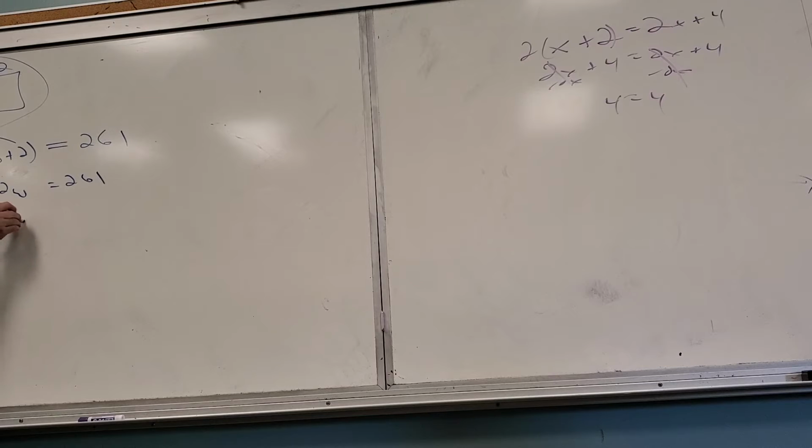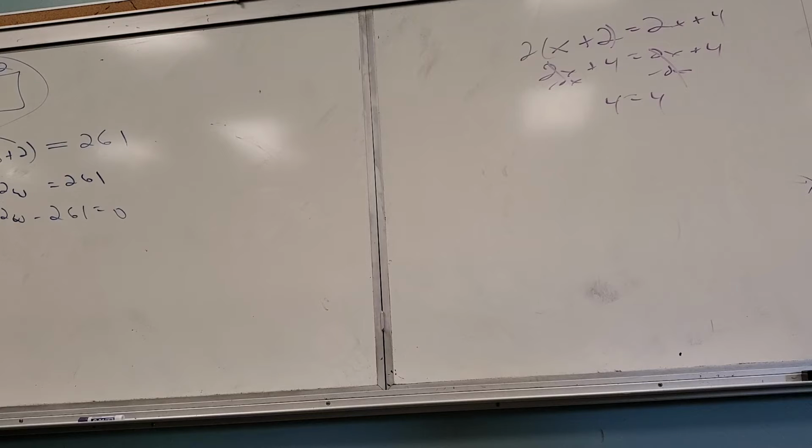3W squared plus 2W minus 261 equals 0. Now this is where it gets fun. So how do I factor that? Is everybody cool with the fact that I need to factor this? Okay. Because it has a higher power than 1 and equals 0, I can set each factor equal to 0. What kind of factoring is this?